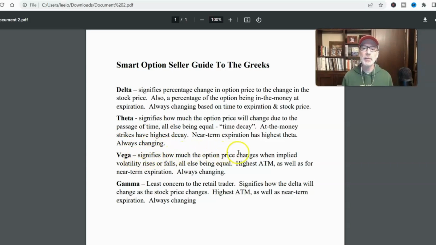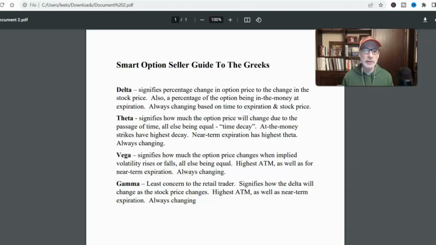Vega signifies how much the option prices change when implied volatility rises or falls. Part of the option price baked into that is the volatility of the stock. So if the stock's really volatile, it's going to have a higher volatility component in the option price, meaning the option price will be higher. If a stock is very smooth and flatline, the volatility component of that option contract is going to be smaller and the option price will be smaller as well. So if volatility jumps up, the option price will jump up as well.